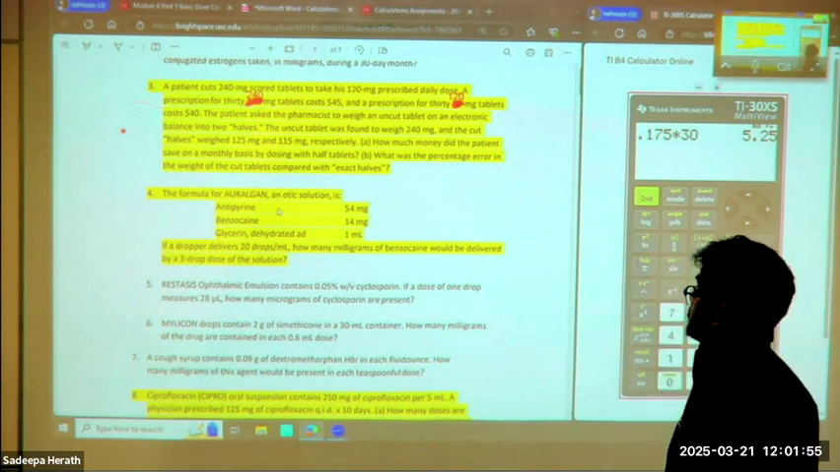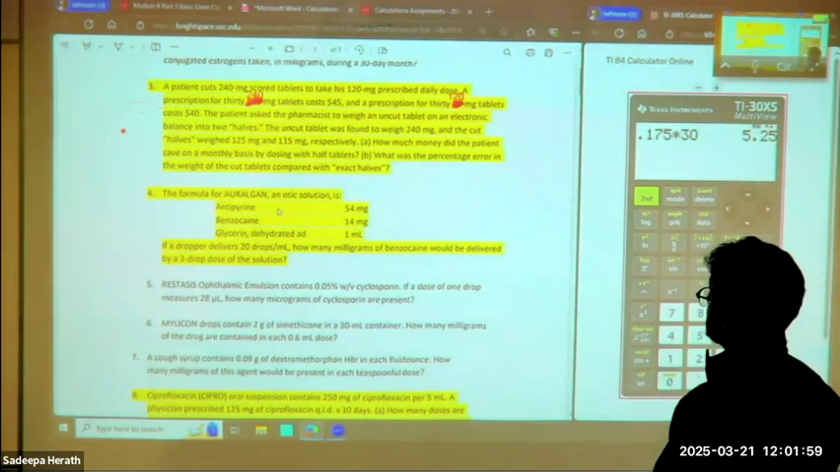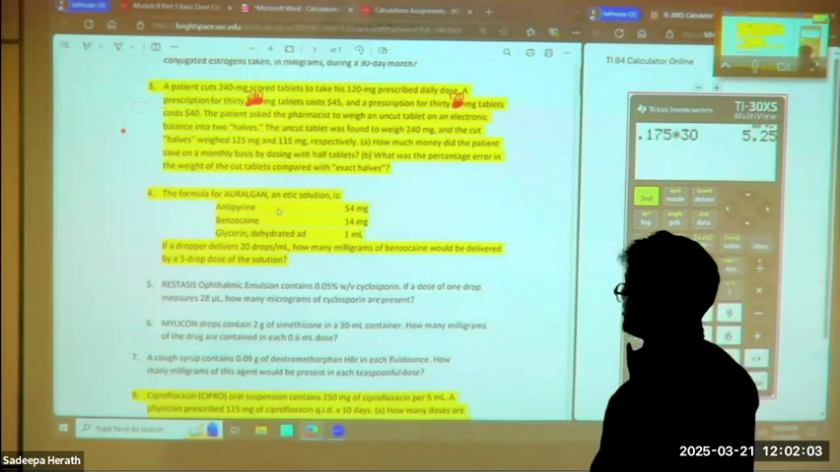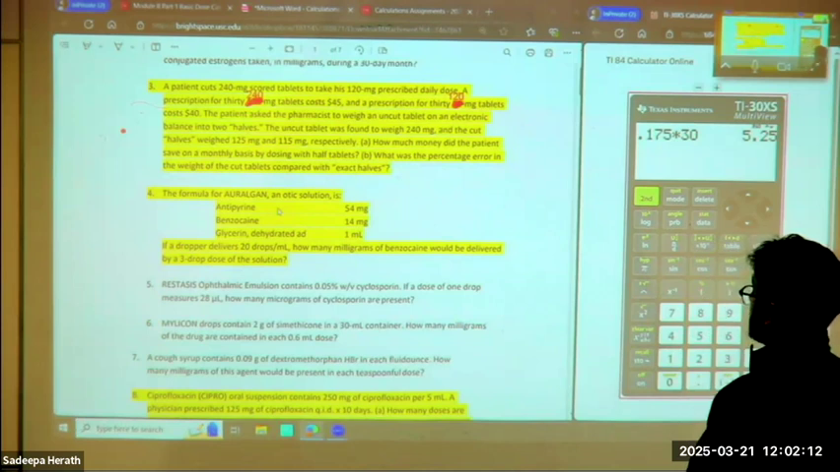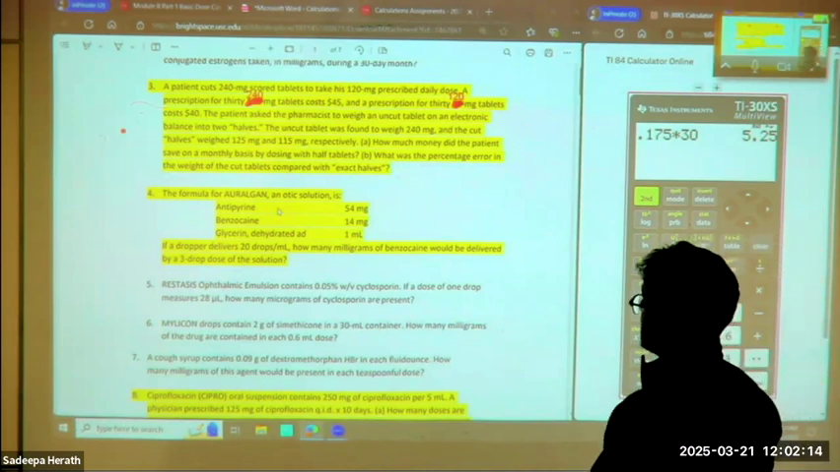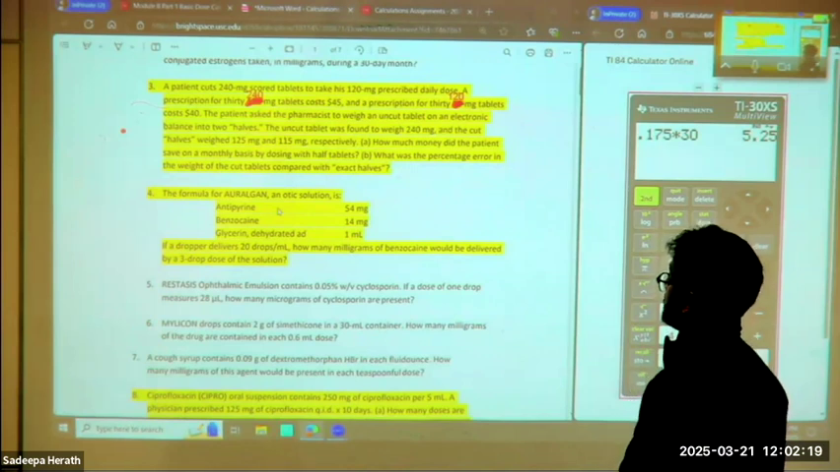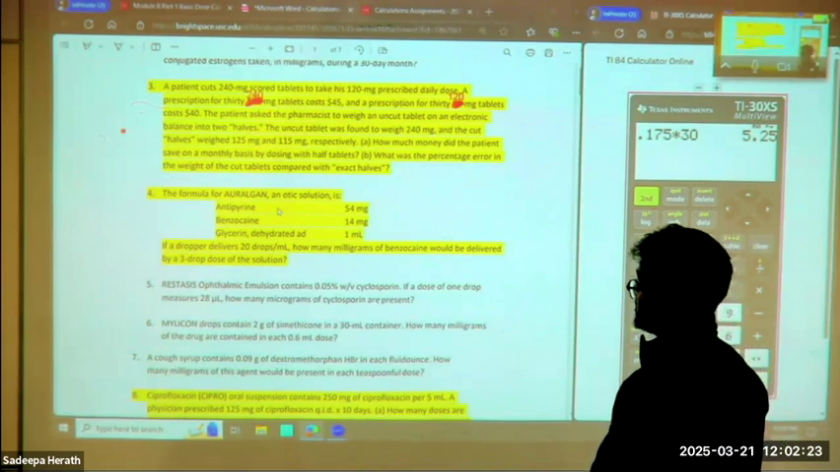A patient cuts 240 milligram scored tablets to take his 120 milligram prescribed daily dose. A prescription for 30 240 milligram tablets costs $45, and a prescription for 30 120 milligram tablets costs $40. The patient asked the pharmacist to weigh an uncut tablet on an electronic balance and then cut it into 2 halves. The uncut tablet was found to weigh 240 milligrams, and the cut halves weigh 125 milligrams and 115 milligrams, respectively.